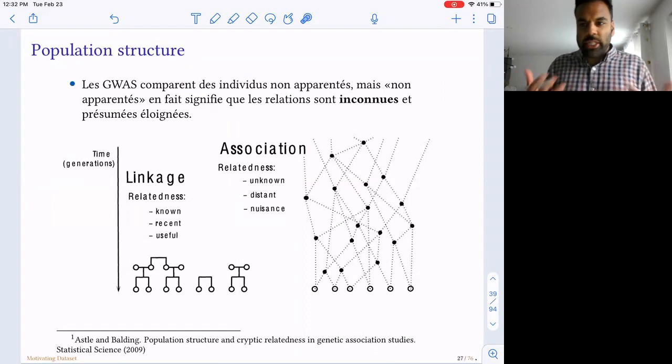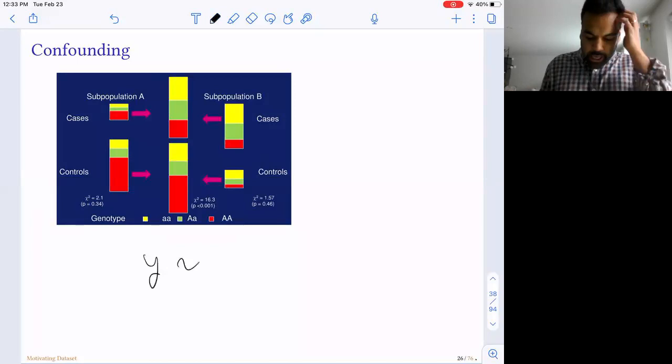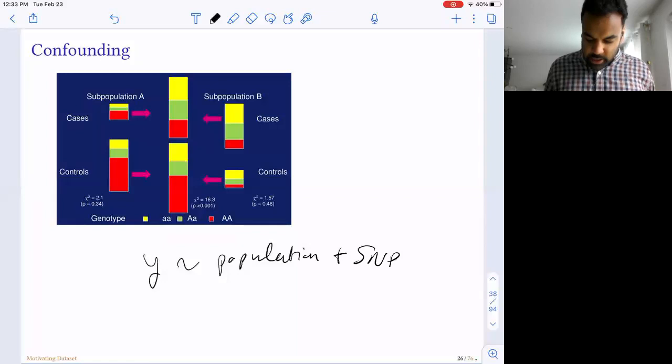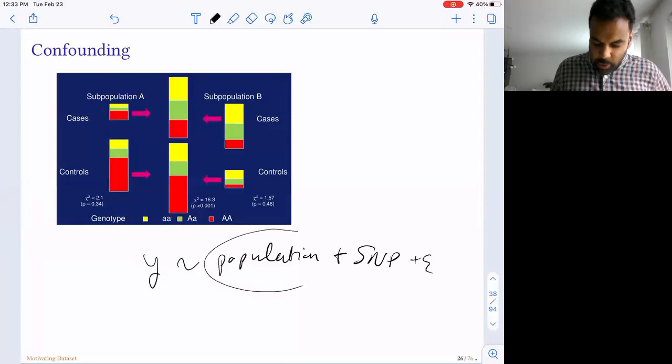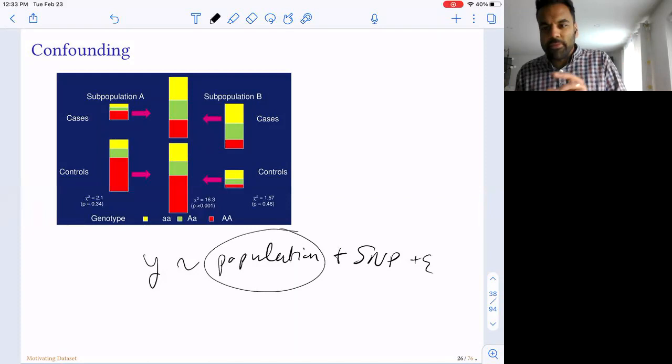You can argue that we should just include population. The traditional way to account for confounding in a regression setting is to have population plus SNP, plus an error term. But of course, this population is not given. We often don't know which population an individual came from, and moreover, we're all kind of mixed, so we can be part of many populations, and that also becomes a problem. So it's not as simple as some sort of confounding adjustment in a regression model.